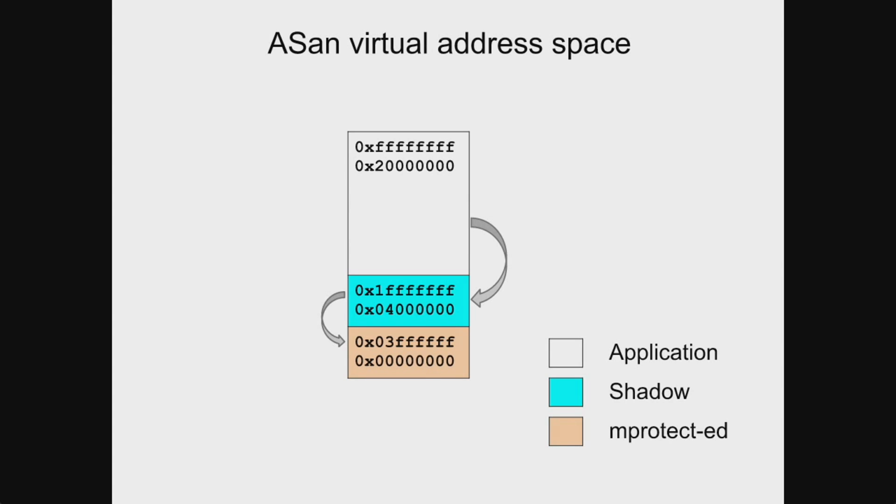We're playing tricks with the address space of the application process. We divide it in 3 parts. The upper part belongs to the application. Application does what it wants to do there. The lowest part is forbidden. It's unprotected. And the middle part belongs to the tool. It occupies 1/8 of the address space.